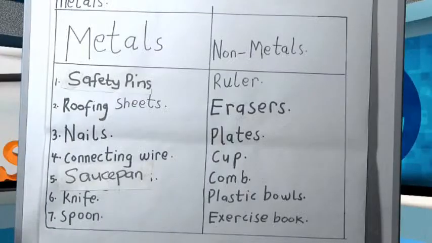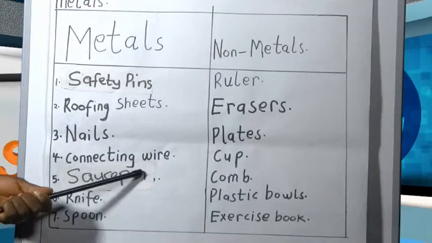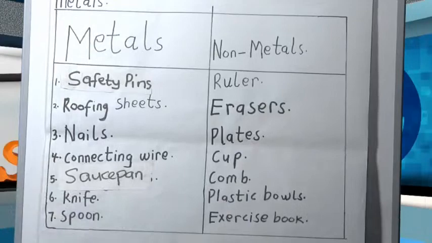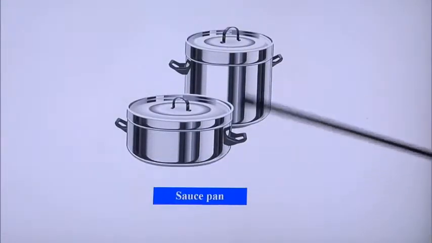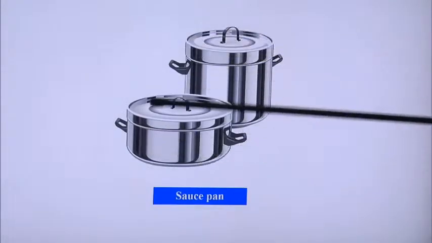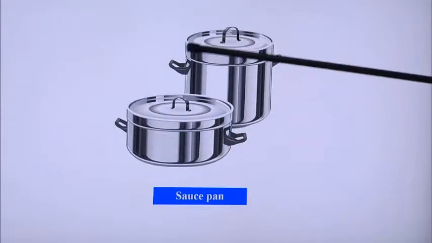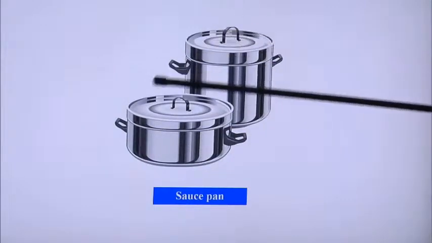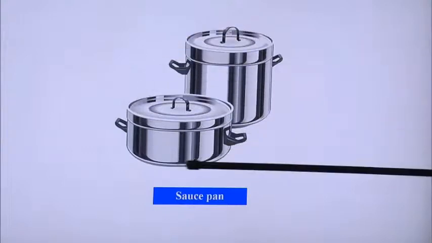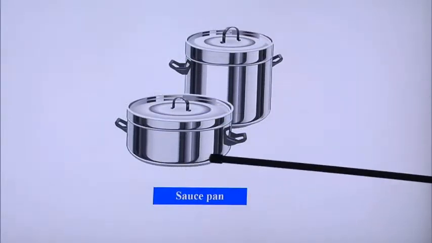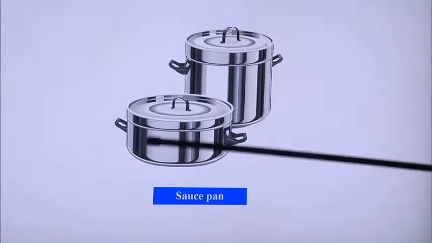Now let's look at another one. We have saucepan. Children, let's say it's saucepan. Now let's have a look at the picture of saucepan. We have some on our screen. I hope you have seen it. Your mother has some in her kitchen. Yes, we cook in it. Without this, we cannot cook our food. This is a saucepan. They are made from what? Metals. So when we group metals and non-metals, they come under metals.